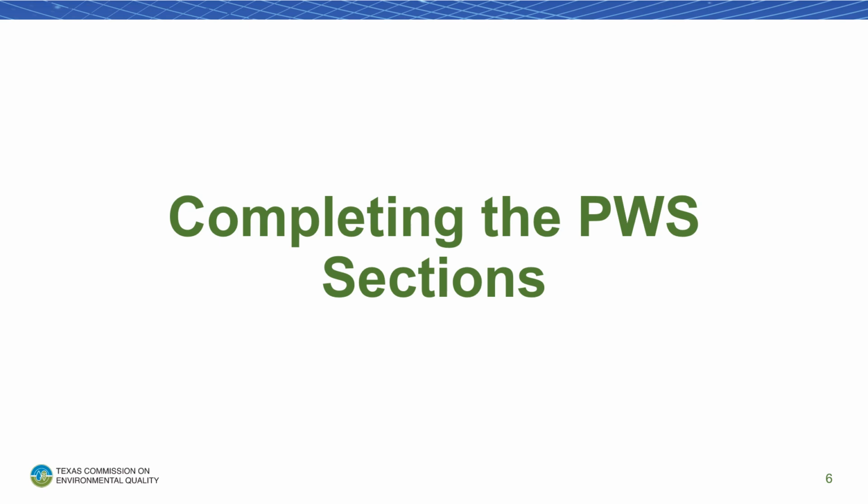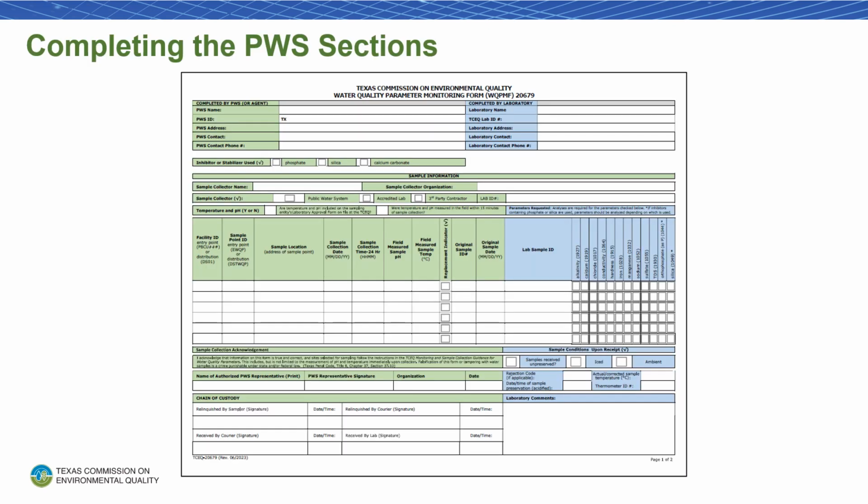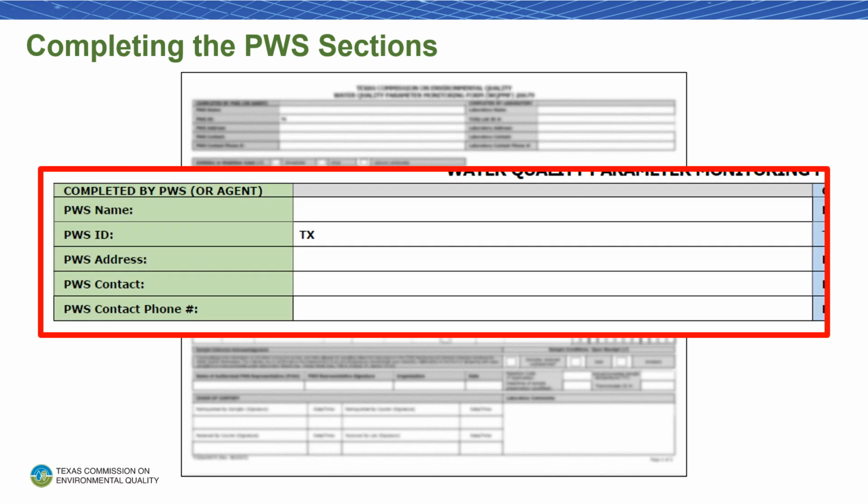First, we'll walk through how to complete the section for public water systems, the sections marked in green. This is what the front of Form 20679 looks like. Let's begin by filling out the PWS information. As we go along, an example of required information will appear on screen.